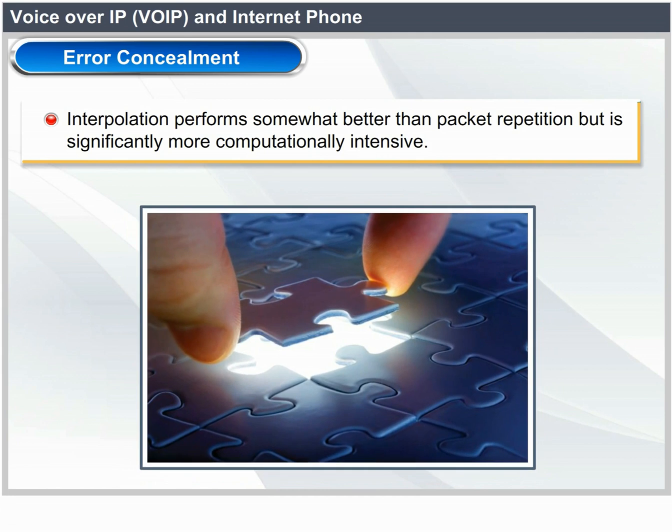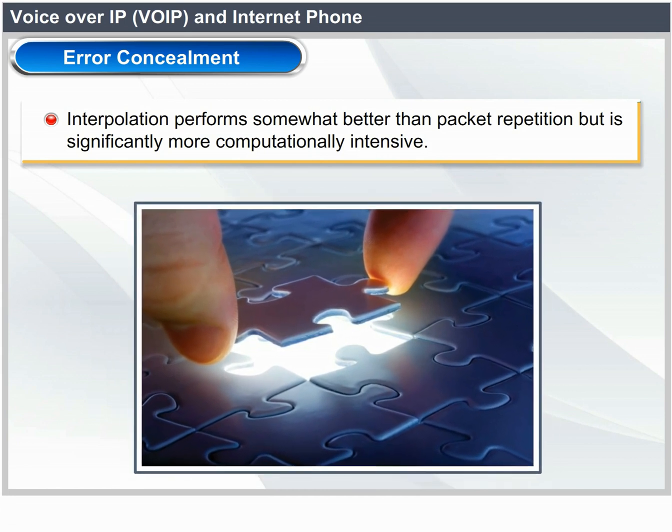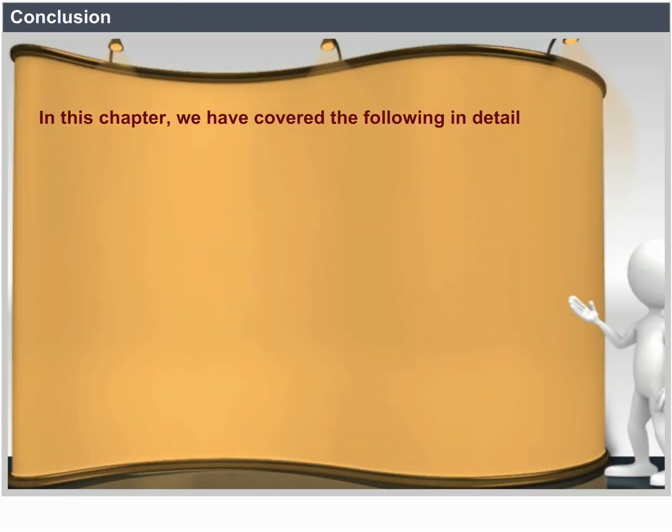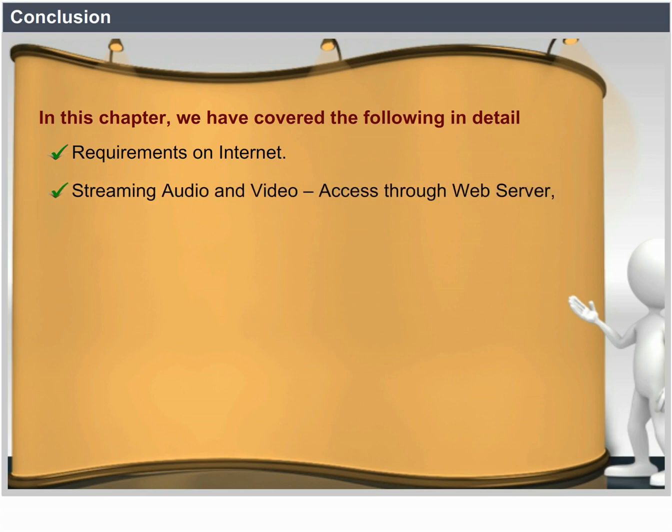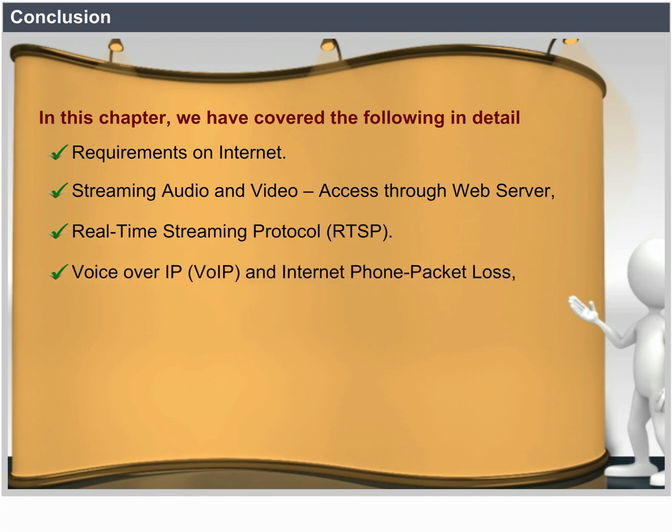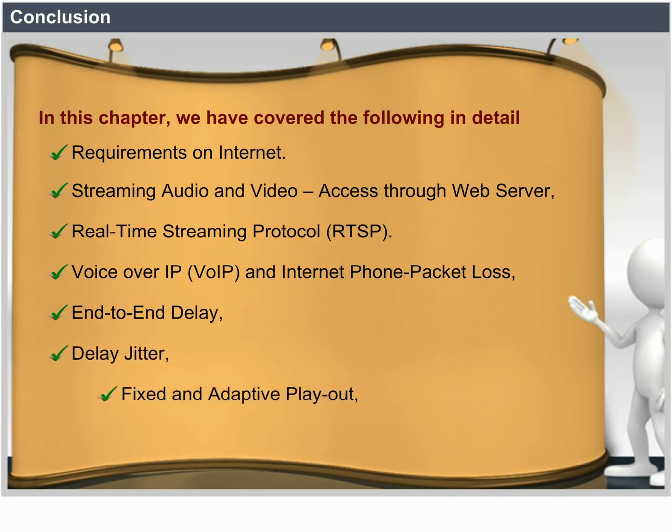Conclusion. In this chapter, we have covered the following in detail: requirements on Internet streaming audio and video, access through web server, real-time streaming protocol RTSP, voice over IP, VoIP, and Internet phone packet loss, end-to-end delay, delay jitter, fixed and adaptive playout, RTP, RTCP, and SIP protocols.